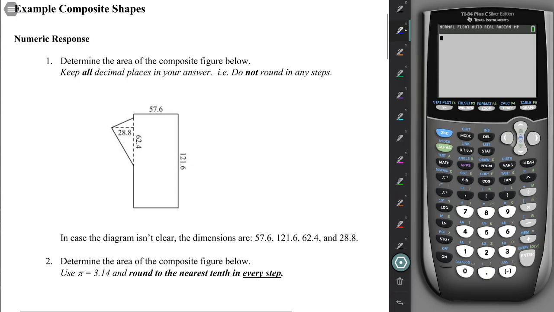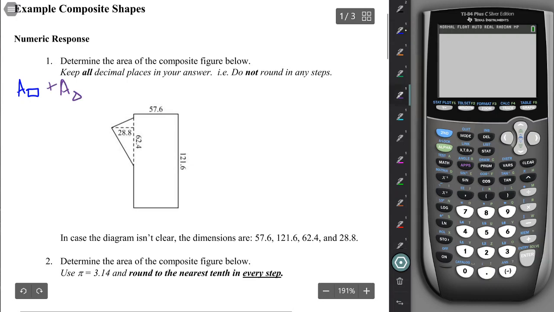So let's do this first problem first. This is going to be a rectangle. So I'm going to do my area of my rectangle plus the area of my triangle. And that is the total area of the shape because we literally have a triangle here on the side that we are adding onto the outside of our rectangle.